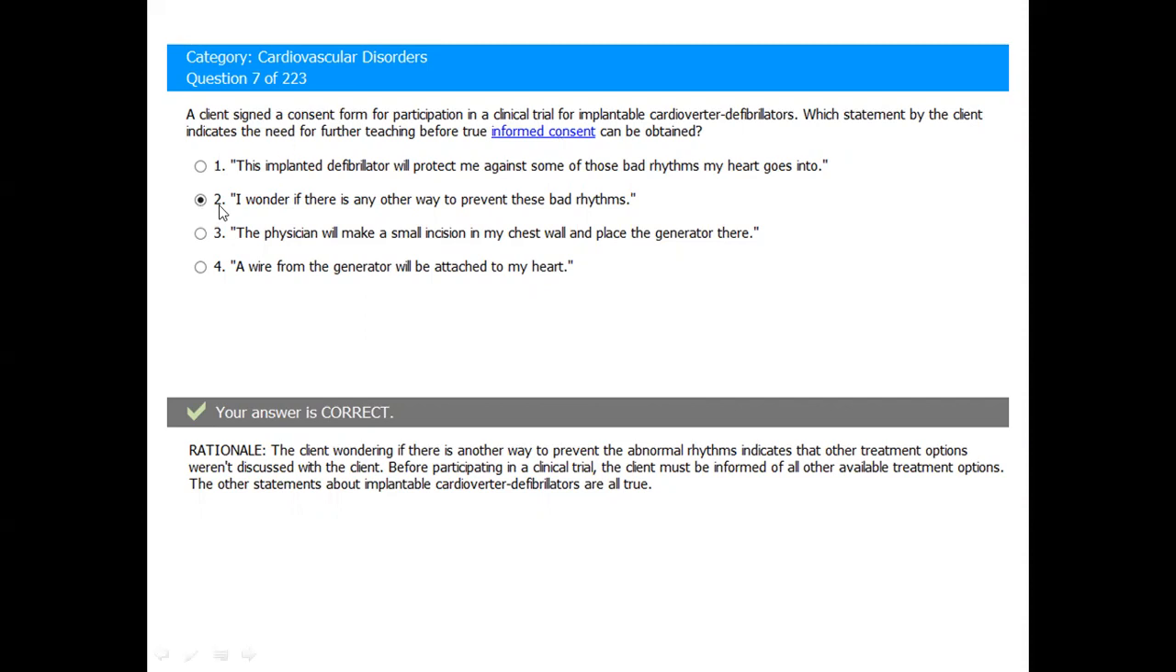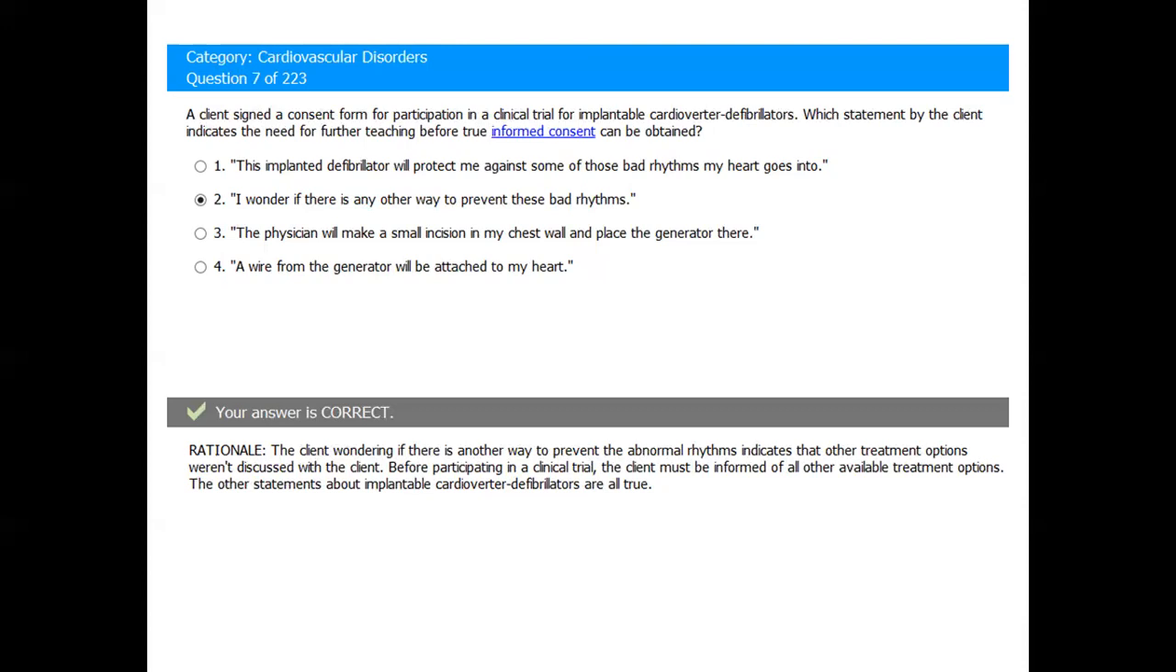So why did they say number two is the answer? What is the rationale? The client wondering if there is another way to prevent the abnormal rhythm indicates that other treatment options were not discussed with the client. So when a patient is diagnosed with a disease, we will explain the different treatment options: conservative treatment, surgical treatment, or others, right? So the second or third option, you need to explain.